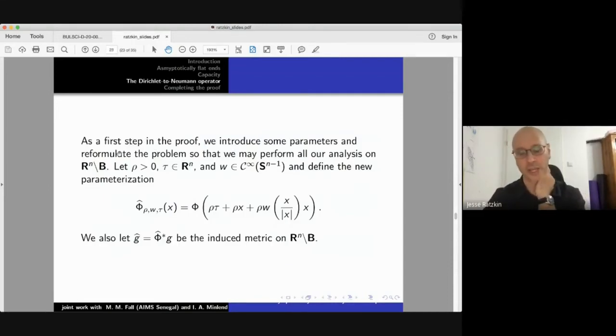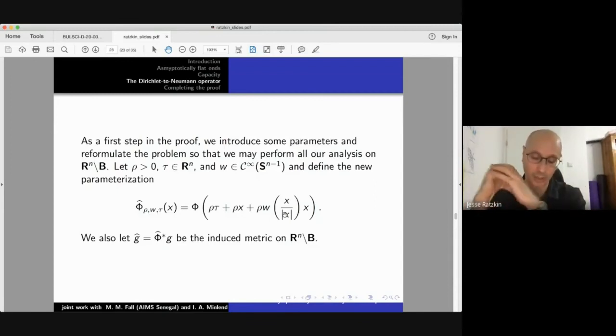So let's reformulate this problem. The first thing I want to do is, instead of having to solve a sequence of problems on different sets, I want to actually solve PDEs on a fixed set. So I'm going to rescale my parameterization by this radius rho. I'm also going to introduce a small translation, and I'm going to think of perturbing the unit sphere. So perturbing the unit sphere is pretty natural.